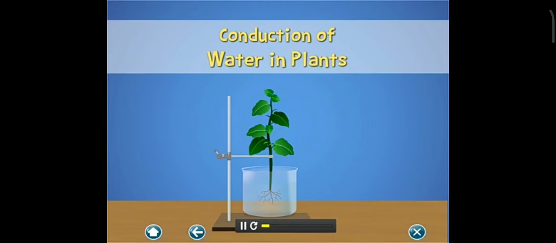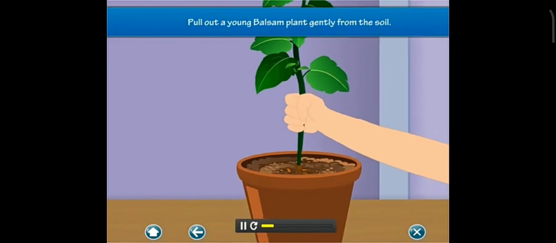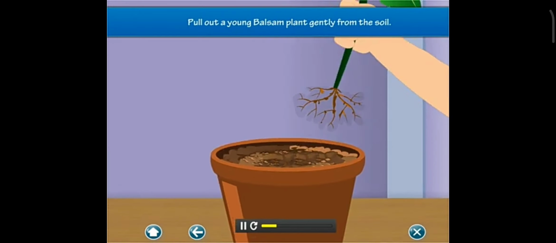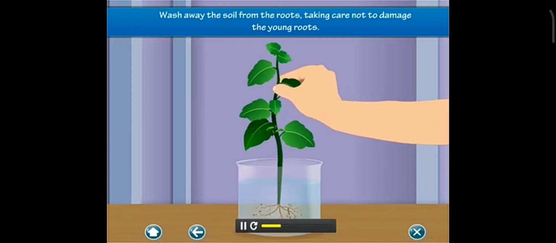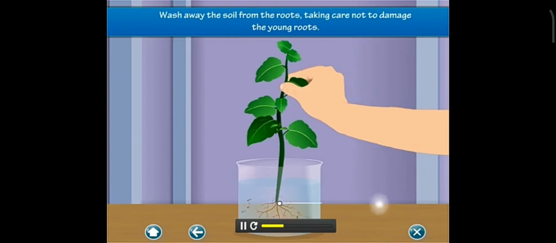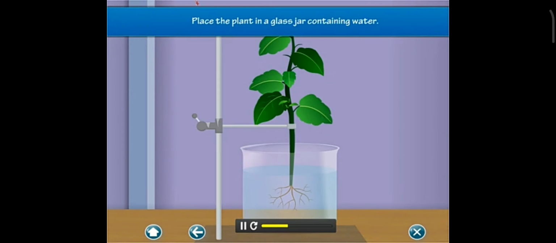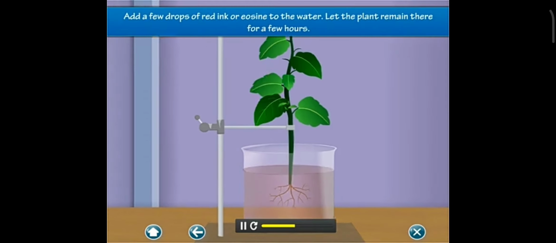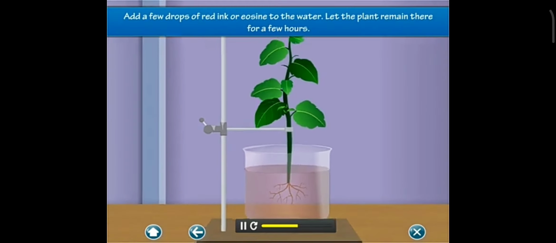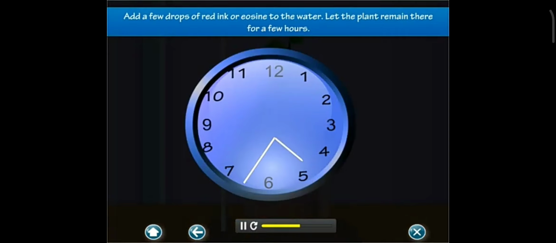Action of water in plants. Pull out a young balsam plant gently from the soil. Wash away the soil from the roots, taking care not to damage the young roots. Place the plant in a glass jar containing water. Add a few drops of red ink or eosine to the water. Let the plant remain there for a few hours.